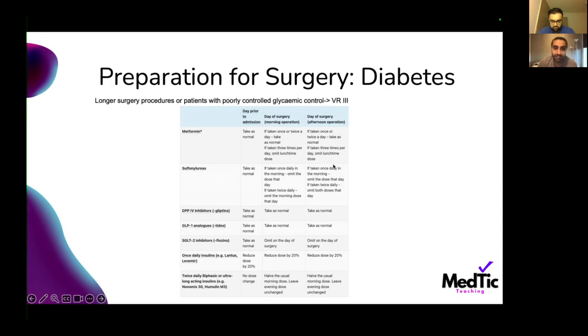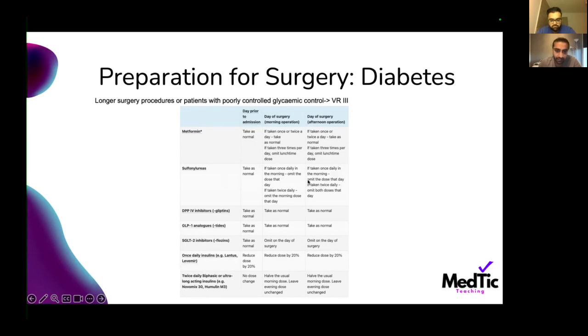Metformin in general, you take the same. Take it as normal the day before. Then on the day, if you take it BD, that's fine, continue. If you take it TDS, three times a day, then you omit the lunchtime dose. It's the same for the day after: you omit the lunchtime dose if you take it TDS, but continue if it's just BD.